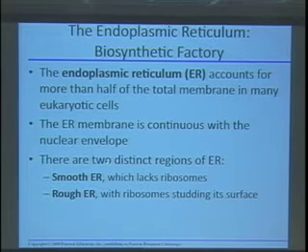And then there are two distinct regions of the ER, one of which is called the smooth ER, and it's called smooth because it doesn't have any bumps on it, and those bumps are ribosomes. So the smooth ER doesn't have any ribosomes on it, and in contrast, the rough ER are parts of the ER where we can see those little bumps, and those little bumps are the ribosomes. So rough ER means that there are ribosomes sticking on the surface.